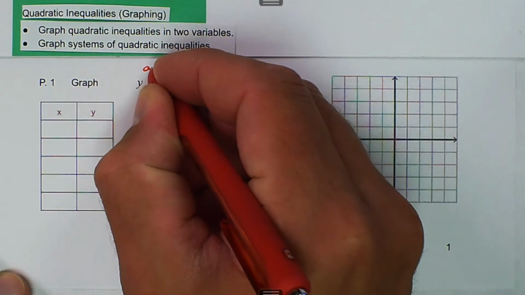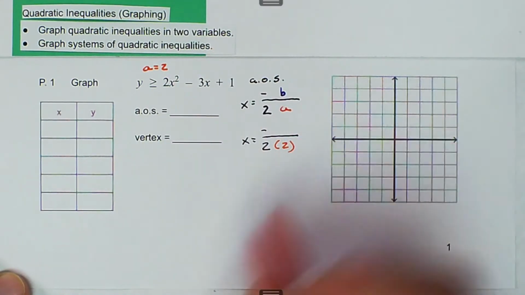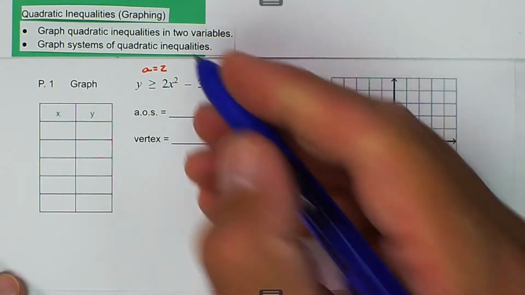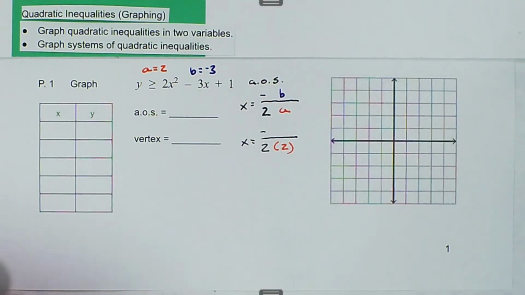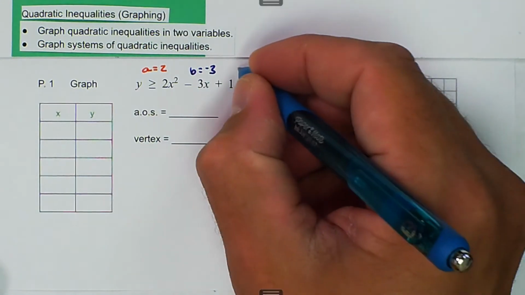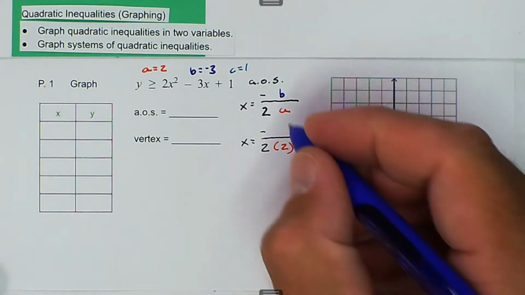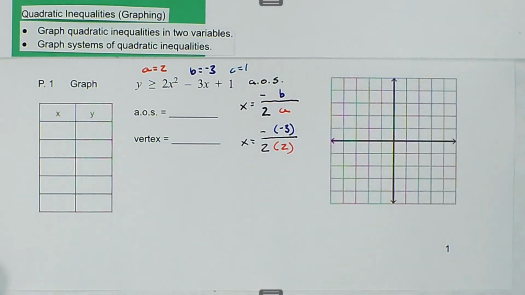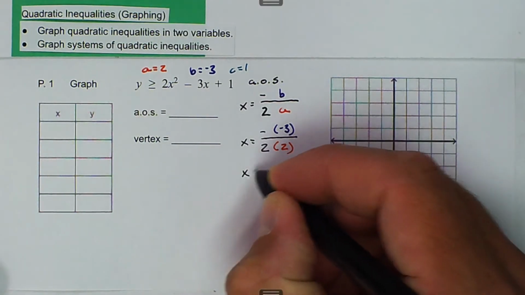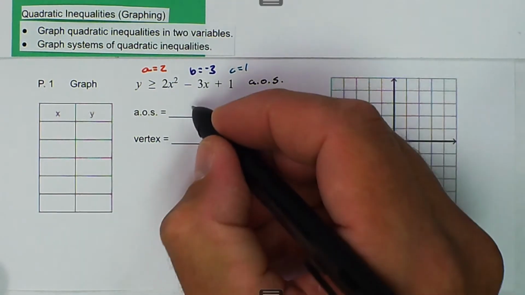So in this case, the a value is equal to 2, the b value is equal to negative 3, and the c value is equal to 1. So we can reduce this, and we get x equals 3 over 4.